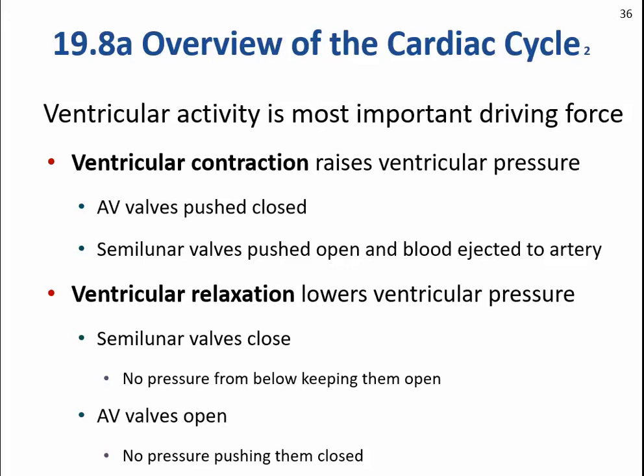So when the ventricles contract, it raises the pressure within the ventricles. It closes the atrioventricular valves, the mitral valve and the tricuspid, opens the semilunar valve, and blood is ejected out into the arteries. That's systole. In diastole, the pressure goes lower because the space is expanding.